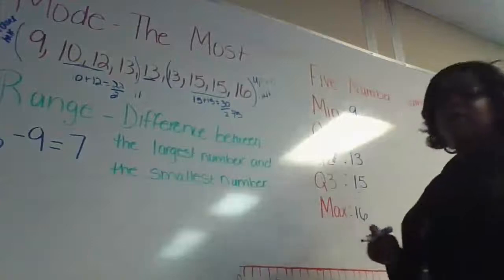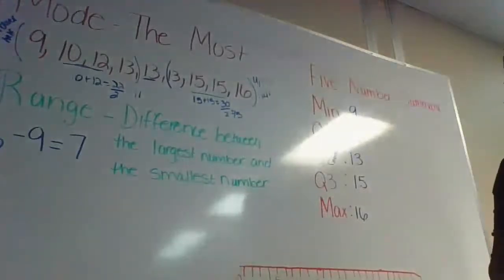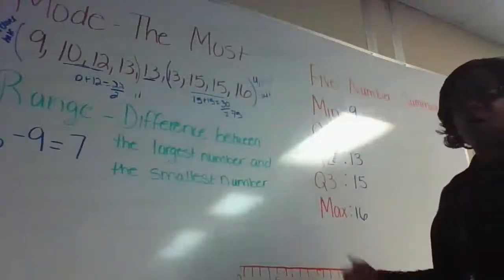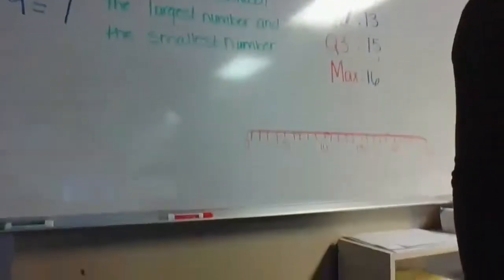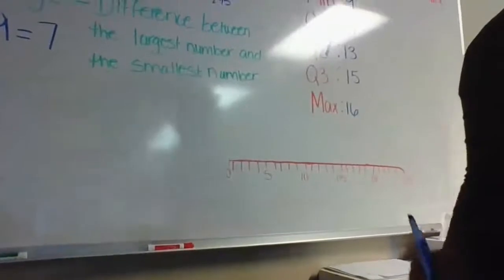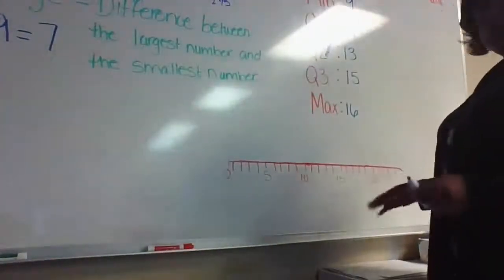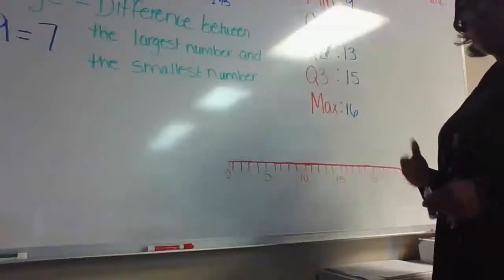Okay? So now we have all of the information that we need to actually construct or draw our box and whisker plot. And if you notice, look, Miss Rangy tried to draw the line a little bit straight for the board. So y'all should give me a round of applause.